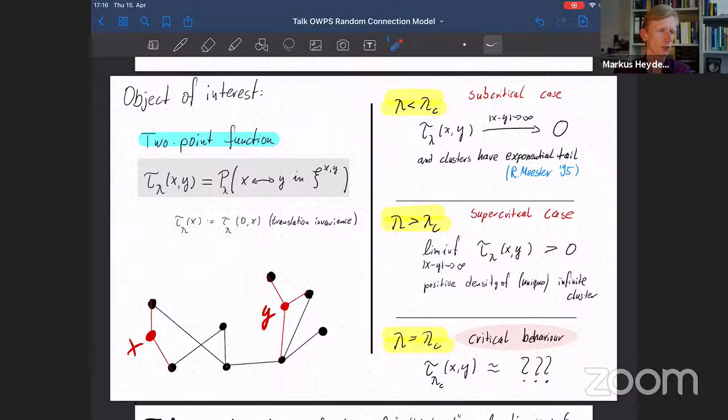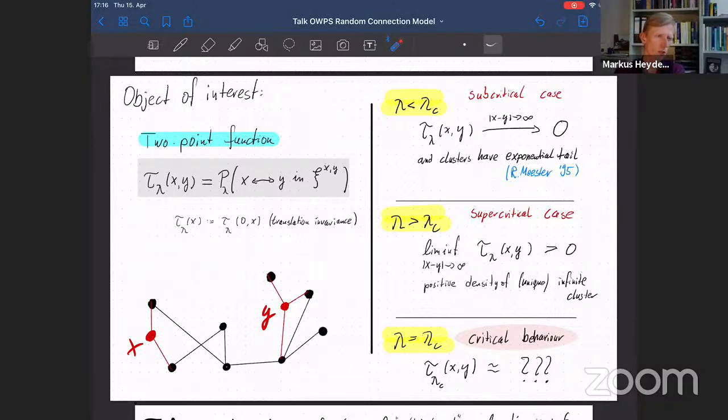When we are below lambda c, we are in the so-called subcritical phase. Clusters are finite, and not only finite, but the clusters also have an exponential tail. Clusters are connected components. One way to measure size would be to count the number of vertices, and having an exponential tail means that the probability that the size is larger than k decreases like e to the minus some constant times k, and the constant of course depends on lambda.